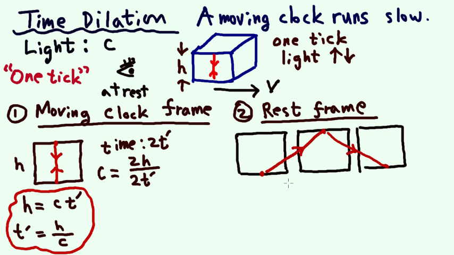So you can say what happens to this light is that when it's emitted from the bottom, it actually has the horizontal velocity as well as the vertical velocity. Why? Because it's emitted from a moving thing. It's like throwing a baseball in a moving train.